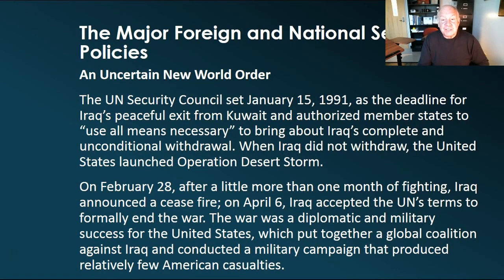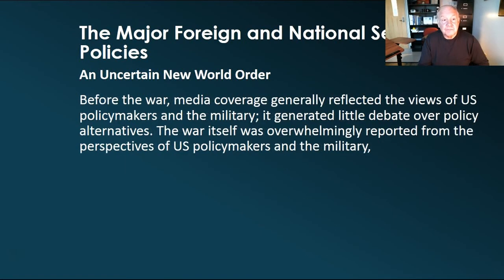The UN Security Council set January 15, 1991 as the deadline for Iraq's peaceful exit from Kuwait, and authorized member states to use all means necessary to bring about Iraq's complete and unconditional withdrawal. When Iraq did not withdraw, the United States launched Operation Desert Storm. On February 28, after little more than 1 month of fighting, Iraq announced a ceasefire. On April 6th, Iraq accepted the UN's terms to formally end the war. The war was a diplomatic and military success for the United States, which put together a global coalition against Iraq and conducted a military campaign that produced relatively few American casualties.